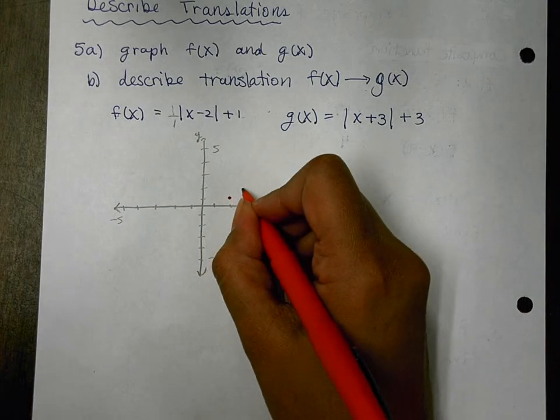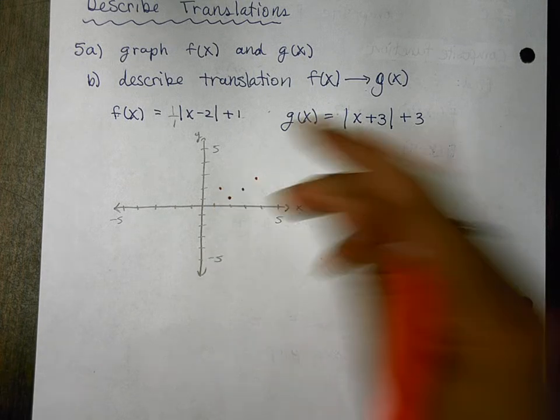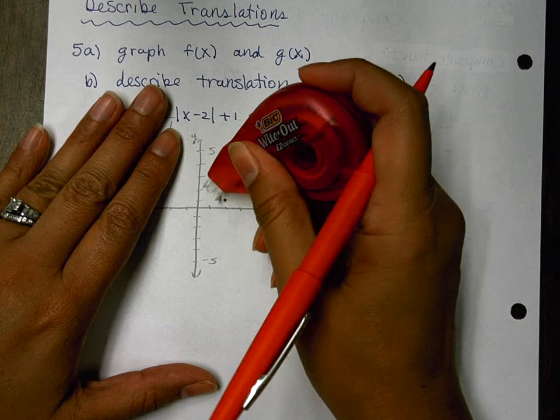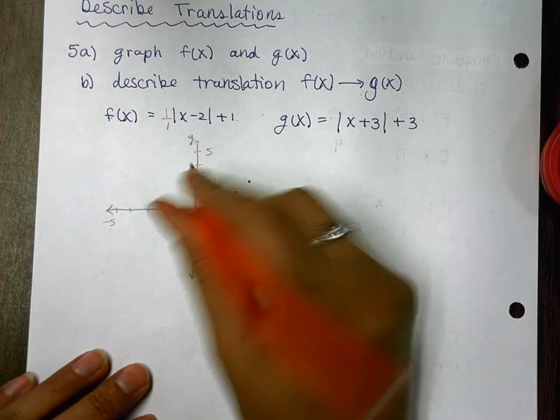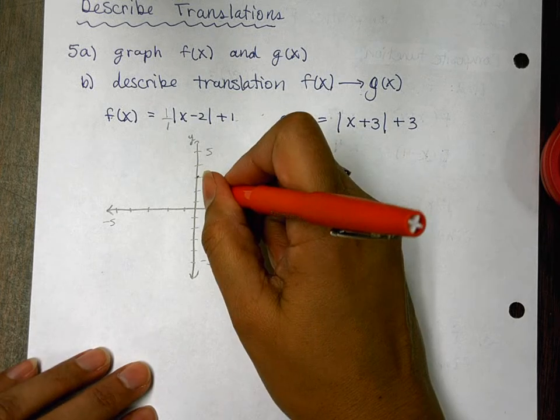Up 1 over 1, up 1 over 1. And I go in the opposite direction because it is an absolute value. Okay, up 1 over 1, up 1 over 1. And I make my V shape.